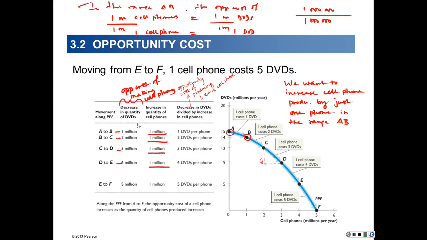Let's consider points C and D. Now in the range C to D, what is the opportunity cost on average of making one extra cell phone between points C and D? Not a million, but one extra? But 3 DVDs, right? How do you arrive at 3 DVDs? Well, you divide 3 million by 1 million. Is that correct? To get 3.